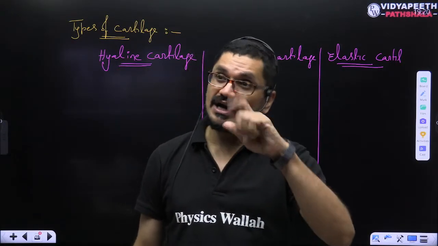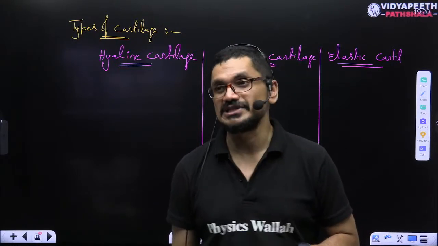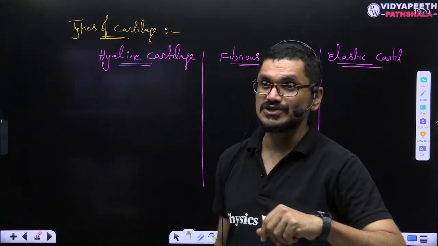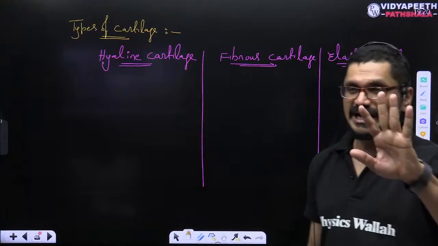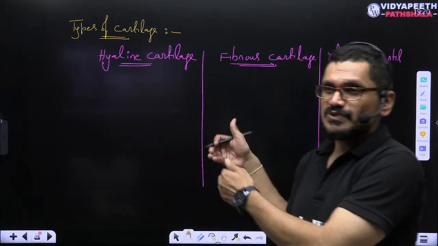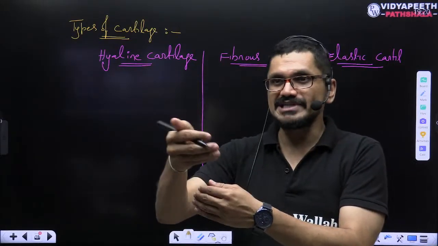In frog, there is one more special tissue present, a special cartilage called calcified cartilage. It is not mentioned in textbooks or even in materials, and I will explain it later at the time of frog. Once we finish this, we will come to the bone. After finishing the bone, we will explain the muscle and nerve cell.